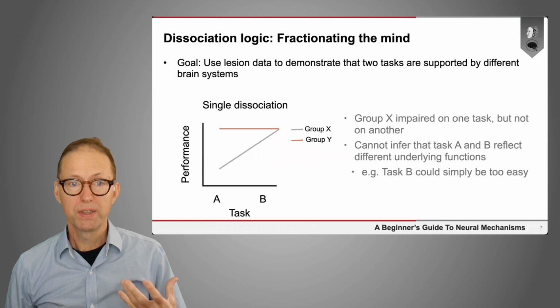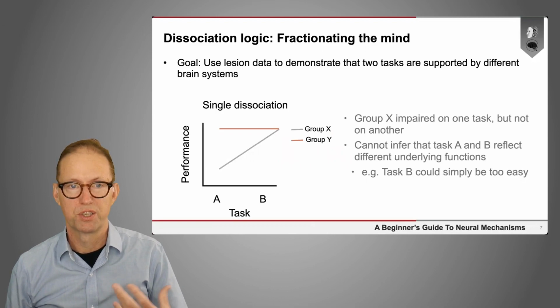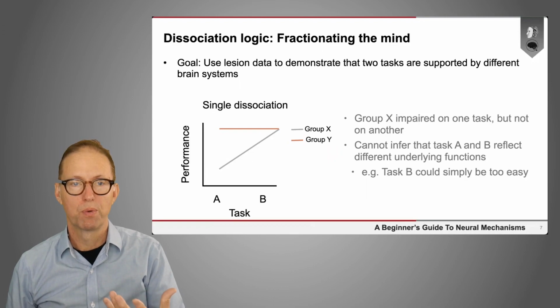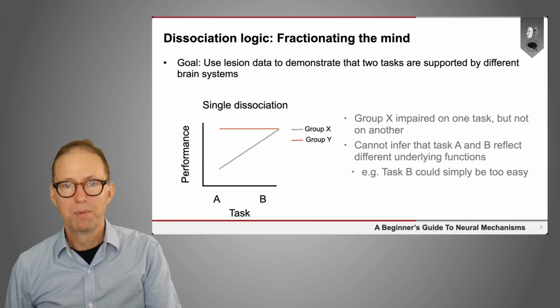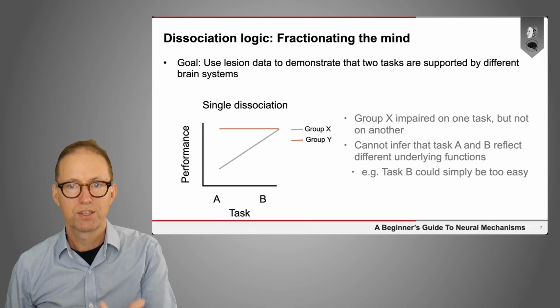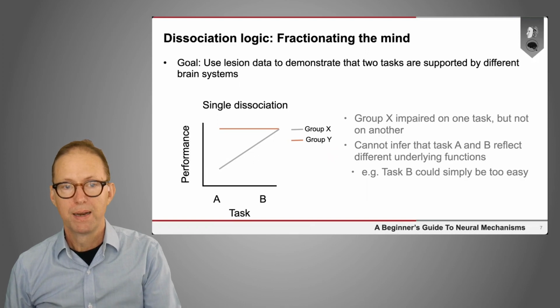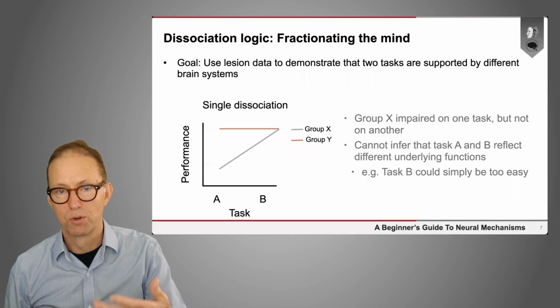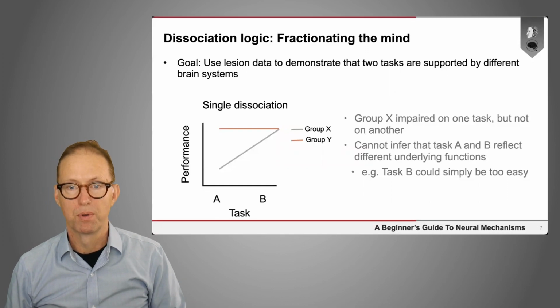Now, let's look at the logic that's used in studies of lesion patients. In general, it's often referred to as a dissociation logic, or sometimes a fractionation. The idea is that we want to use lesion data to demonstrate that two different cognitive tasks are supported by different brain systems. The simplest thing we might imagine is what's often called a single dissociation, in which you would have one group, let's call it group X, that's impaired on one task but not another, and then a group Y that is perfectly fine at both of those tasks.